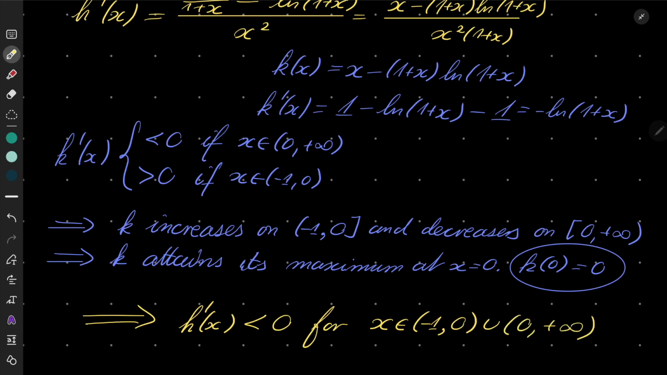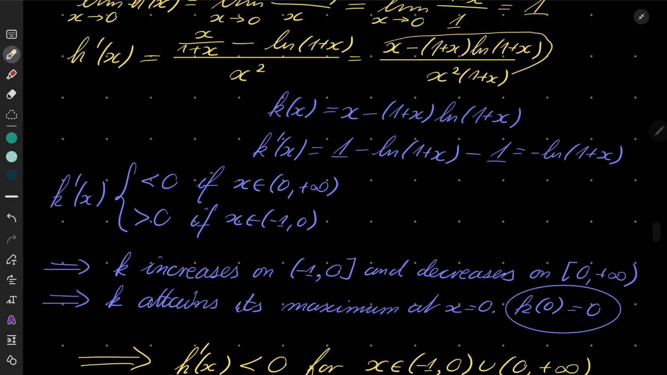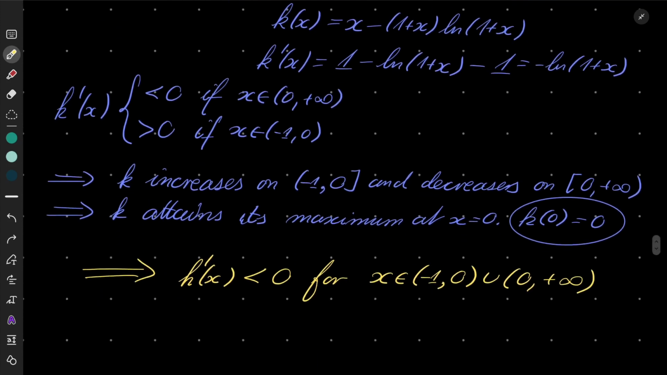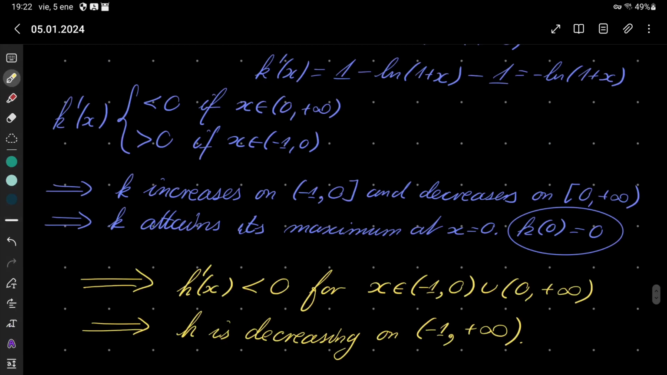Once again, why is that? Well, because we know that k of x was just the numerator of my function. And I know that my numerator is negative and attains its maximum, which is 0, only at 0. So for every other x, my derivative is negative. So my function h is decreasing on (-1, infinity). Okay, so my function is decreasing, and I need a new page.